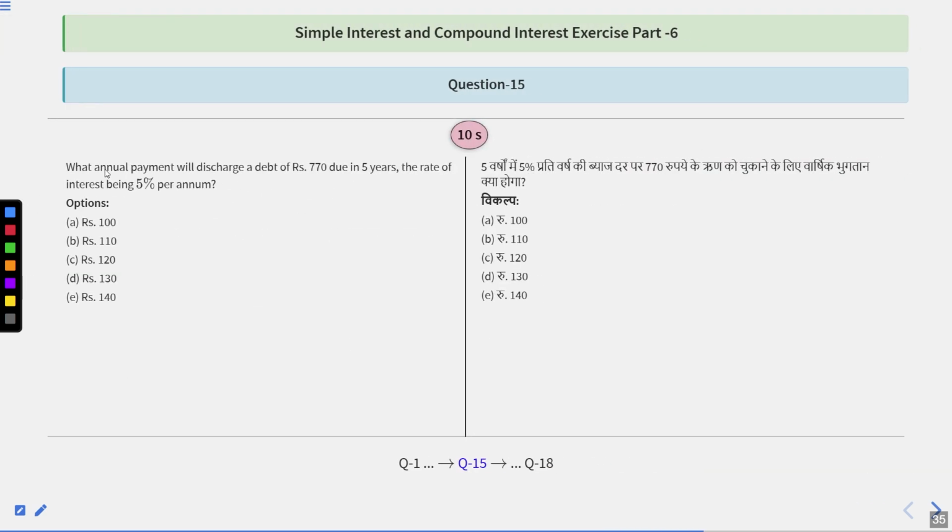Next question is, what annual payment will discharge a debt of rupees 770 due in 5 years? The rate of interest being 5% per annum. You have 5 options and 10 seconds to analyze the question. Your time starts now.